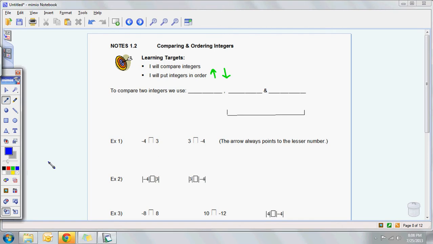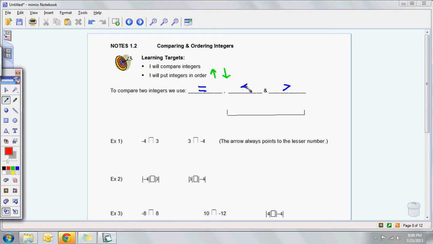So if we compare integers, we're going to use symbols to say that the two integers I give you are equal to each other, sorry, they are less than each other, or you guessed it, they are greater than each other. So we're going to spend a lot of time with these this year, so it's really important for you to know what those mean.